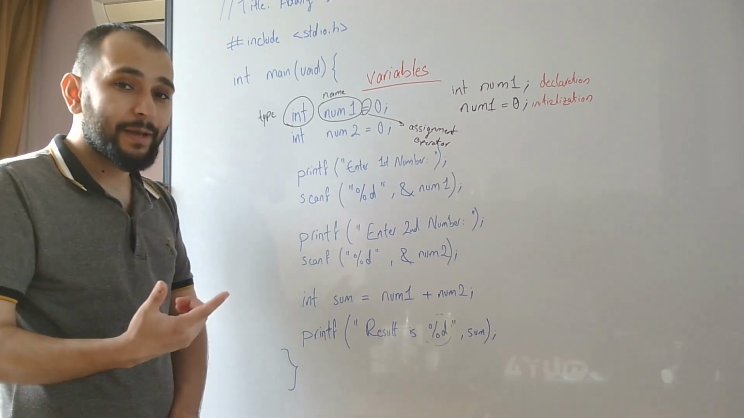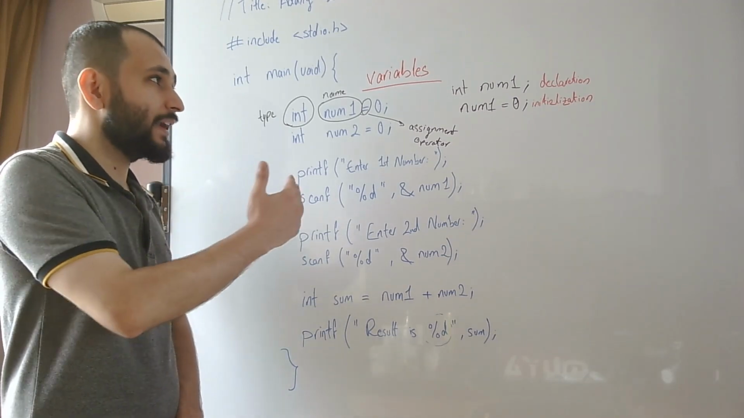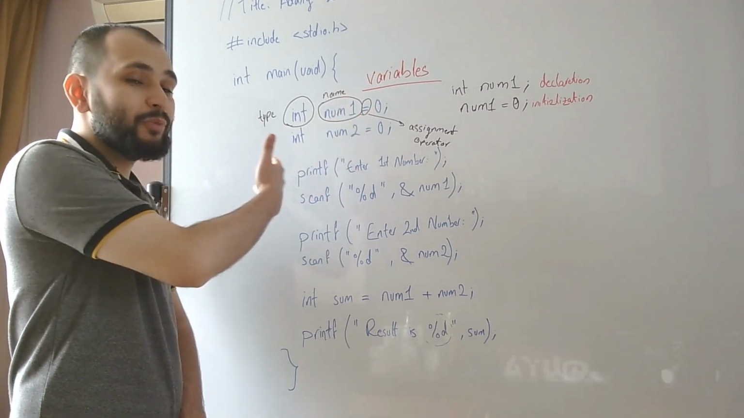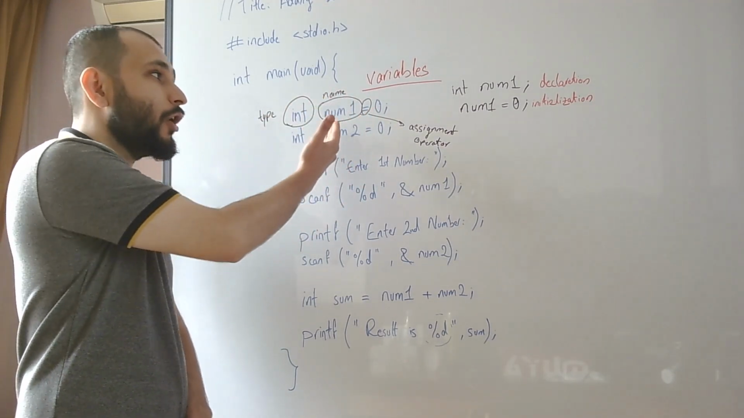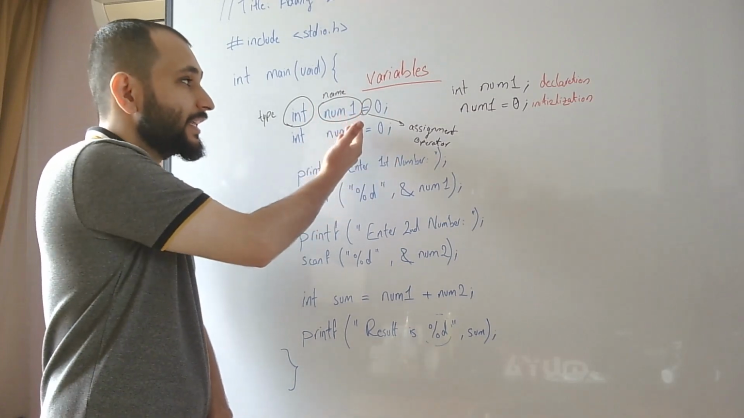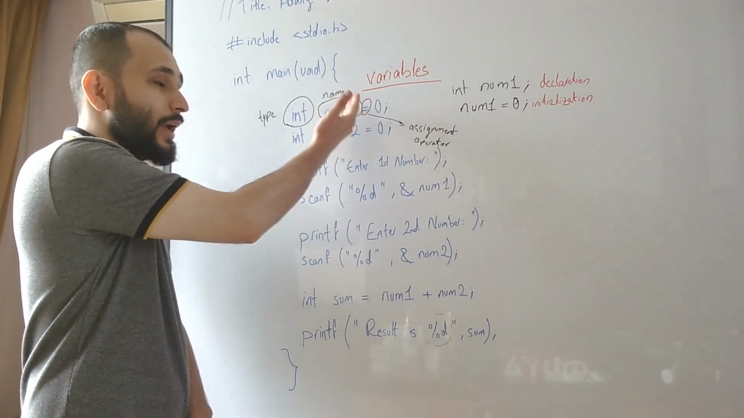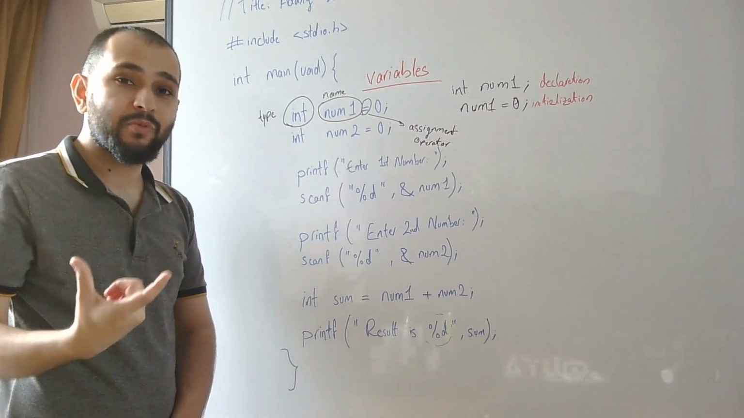So in the previous episode we discussed how variables are created, the properties of a variable, the type, the name, and finally we said that we always, not always, but we can give an initial value to a variable. And that's the important part.